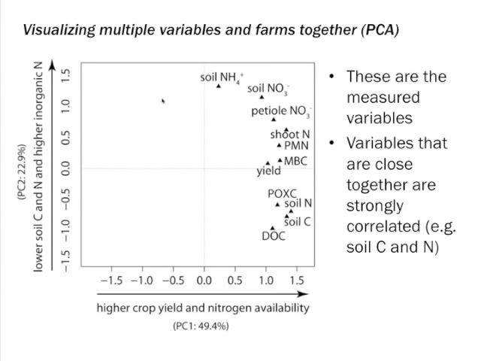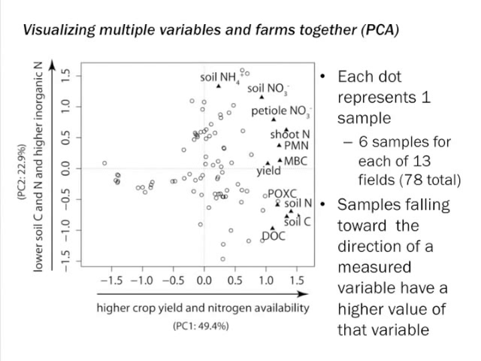And so the variables that are very close together are ones that are very strongly correlated with each other. For instance, down here, we see soil carbon and nitrogen almost right on top of each other. And that indeed is the case. They're very highly correlated.